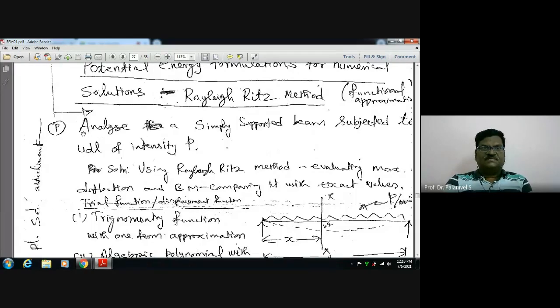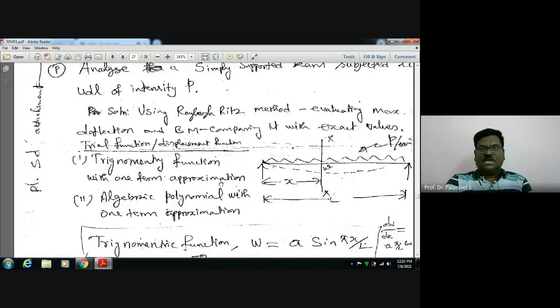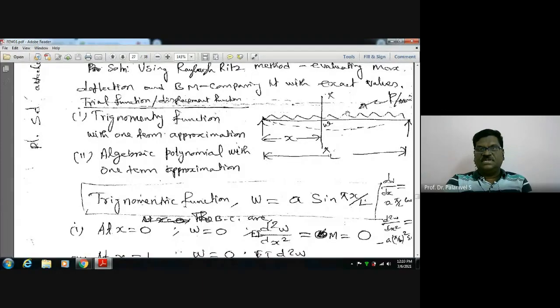Just start with analyzing a simply supported beam subjected to UDL of intensity P suffix naught, P naught. So I have a simply supported beam subject to UDL, and the intensity of the load is P naught. Normally in structural mechanics you are all familiar with small w, but here the notation used is P naught. The reason is I referred to the Krishnamurti textbook; this problem is from C.S. Krishnamurti. He used P naught per unit run for the UDL intensity.